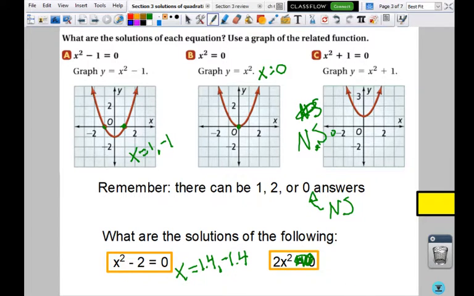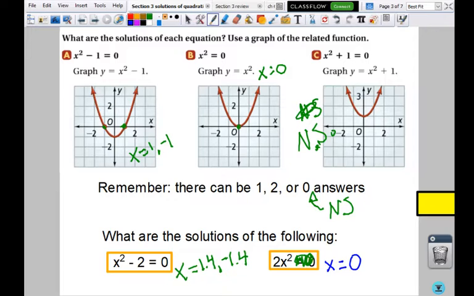Alright, Caleb, what do you get for your solution? No solution. Close, but not quite. Doesn't it cross at one spot? It crosses at 0. X equals 0. So when I look at this one, I get 2x squared. It kind of looks like a no solution, but it actually crosses right here at this very bottom at 0.